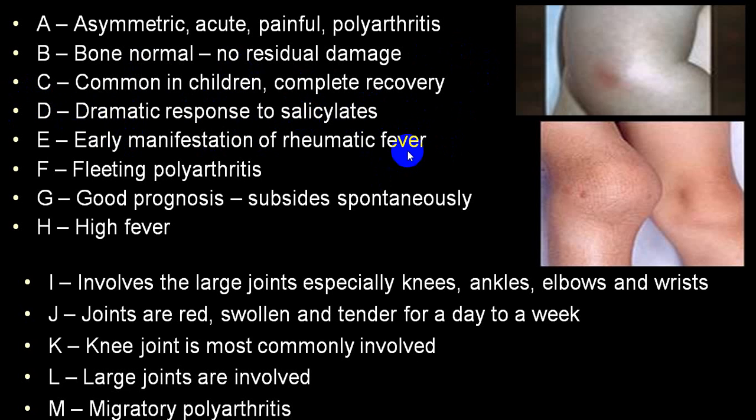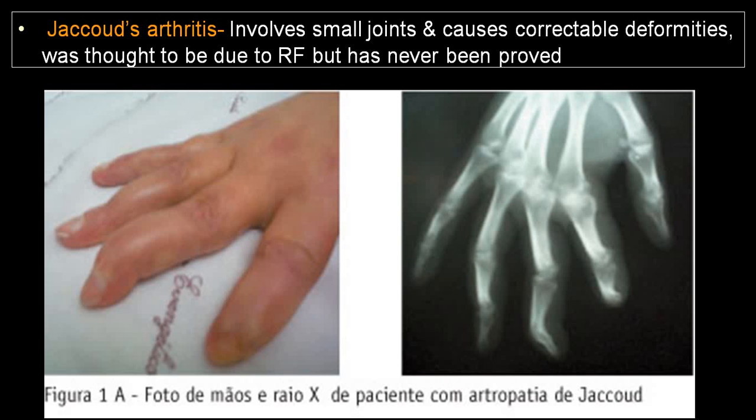Earliest manifestation of rheumatic fever. Fleeting polyarthritis, good prognosis. H for associated with high fever. I for involvement of large joints, knee, ankle, elbow and wrist. J for joints will show you all the findings of inflammation like redness, swelling, tenderness and will persist for days to weeks. K for knee joint is the most commonly involved joint. L for large joints. M for migratory polyarthritis.